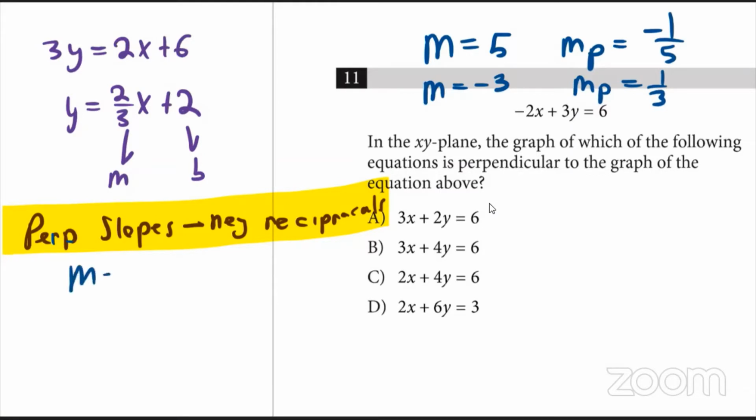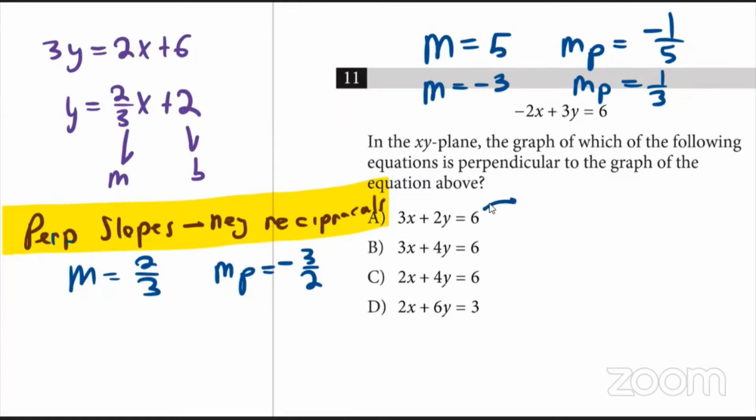Here, our slope is 2/3. So our perpendicular slope is going to have a 3 and a 2, and it's going to have a negative sign. So it's been flipped and multiplied by -1. So for which equation does that happen here? The only way to really solve that would be to go through all of them and do the process. But the one that should work when you do it is choice A.